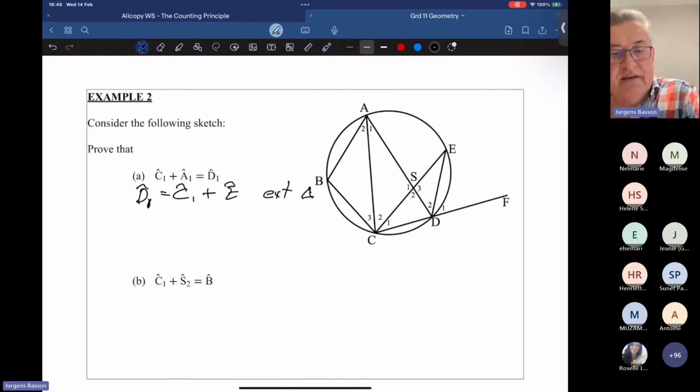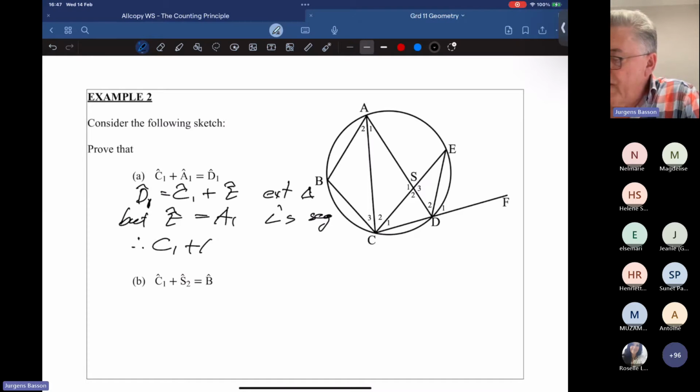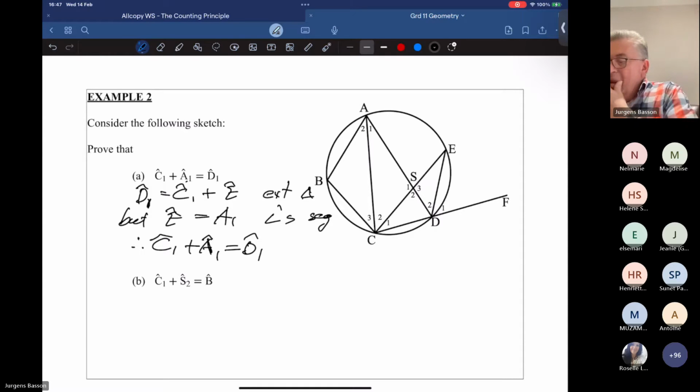So that means we can now say that, but angle E, because I don't want the E, I want the C1 and I want the D1, but E is the same as A1. That is angles in the same segment. So now we can say C1 plus A1, because instead of the E, we now put A1, is equal to D1. Now, if we think of a mark allocation here, I will certainly give a mark for that and for the reason, for this and the reason, and then the conclusion.